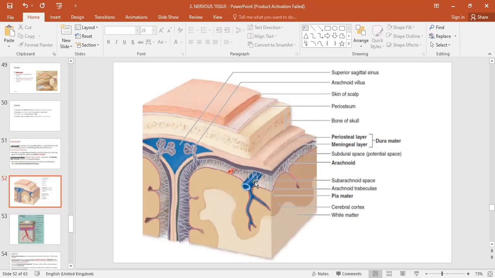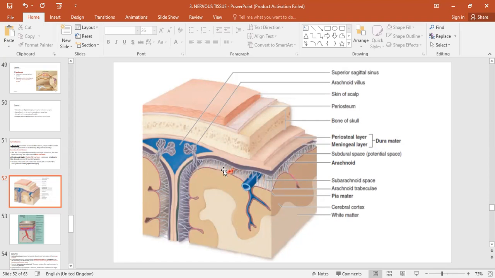Other than that, it is within the subarachnoid space where cerebrospinal fluid flows. So cerebrospinal fluid in the brain and spinal cord is found in the subarachnoid space. And that way, because it is fluid, it lightens the brain. So the brain is always floating in cerebrospinal fluid in the subarachnoid space.